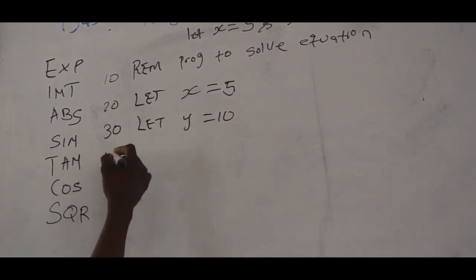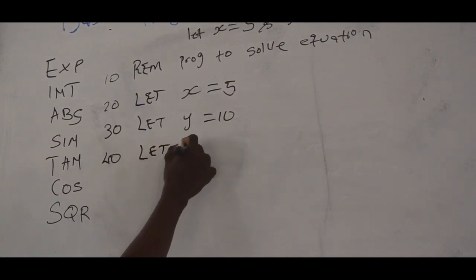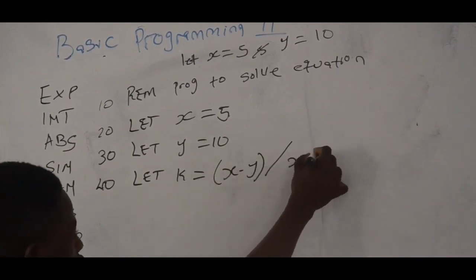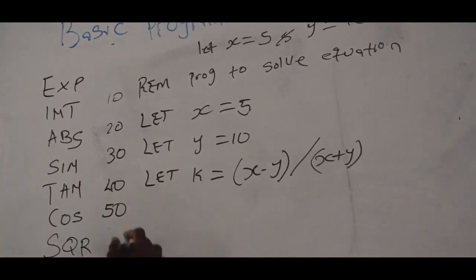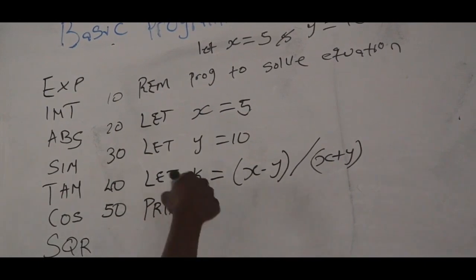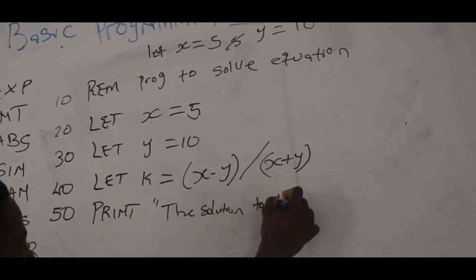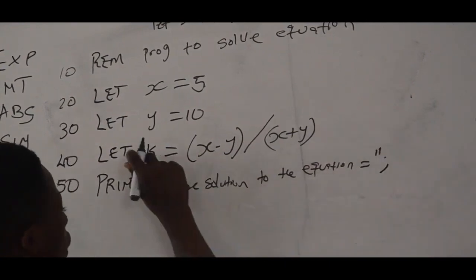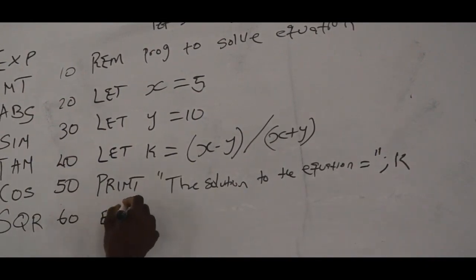So now moving to line 40. What are we doing? We are dividing these two things. You can set everything equal to m or z or k. So now let k equal to open bracket x minus y close bracket divided by x plus y. Yes, it's possible, you can do something like that. And now 50 will print the answer out. So print, the solution to the equation equal to, then you close your string and bring your k at the back. So your 60 will end or terminate the program.